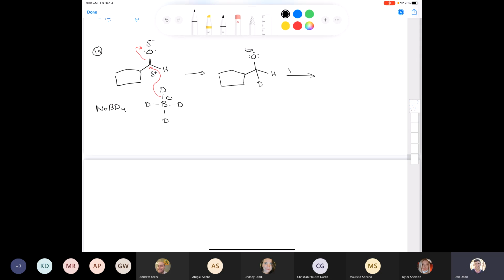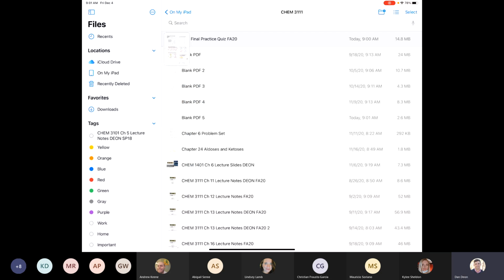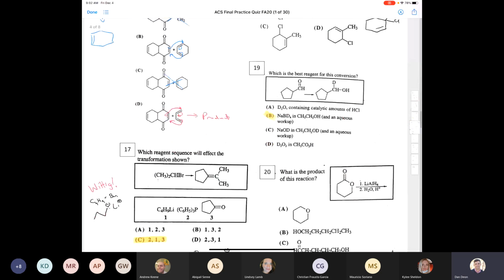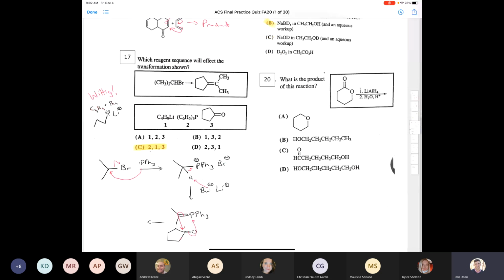And then it says that you treat that with water, right? So water is going to behave as an acid, and you're going to protonate here, and you're going to end up with this compound. So you'd have a carbon with a hydrogen and a deuterium, and then you have your oxygen with a hydrogen attached. Okay, and so the answer is B. So we go back here to question 19. Yeah, the answer was B.